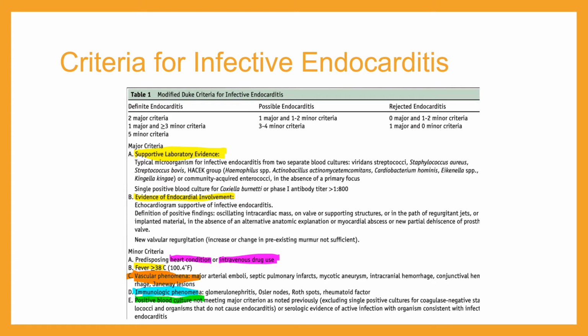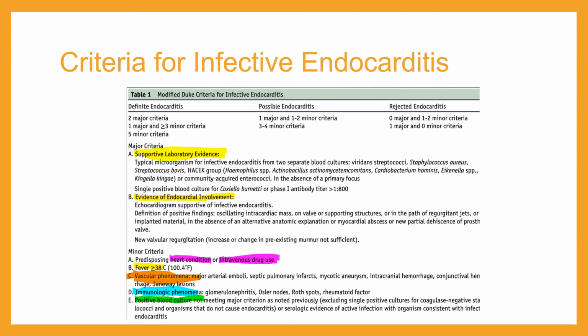The criteria for diagnosing infective endocarditis is the modified Duke's criteria. There are major criteria and minor criteria. And depending on the number for which an individual qualifies, the diagnosis can be definite, possible, or rejected. The major criteria are made up of, first, supportive laboratory evidence: seeing on two separate blood cultures the viridans strep, HACEK group, Streptococcus and Staphylococcus.